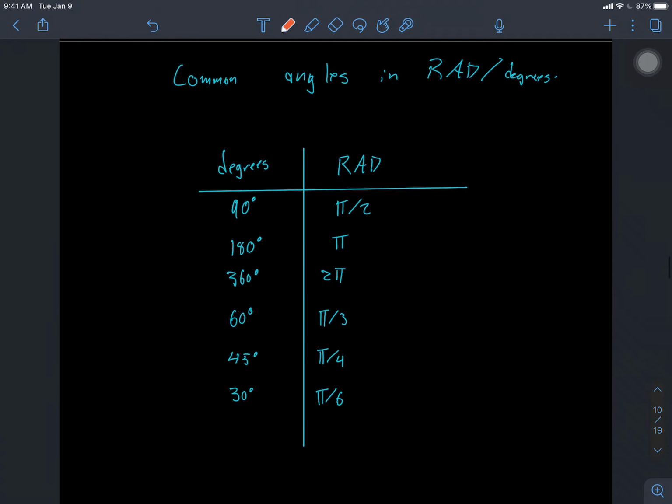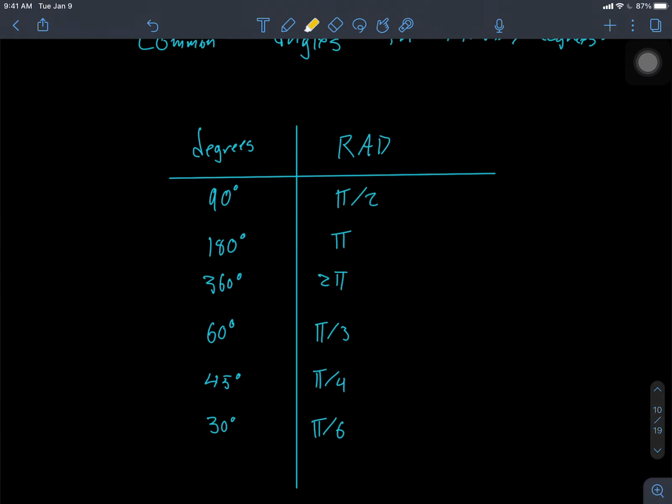Okay, so here are some common angles. Why don't we put the angles together, in radians and degrees. Common ones that we see are 90 degrees is pi over 2, 180 degrees is pi, 360 degrees is 2 pi. And the rest of them we can just get from there.